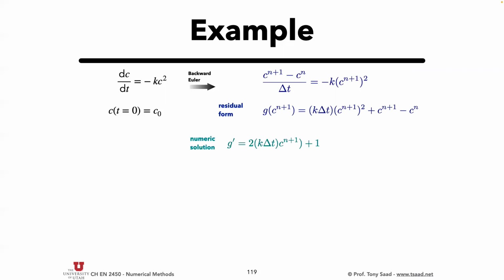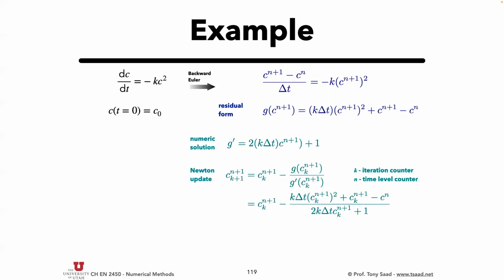Then you can either do a numerical derivative, or you can do here an analytic derivative, g prime with respect to Cn+1. Remember, you're solving for Cn+1, and you can just do a Newton solver to iterate. So within every time step, you have a Newton solver iteration.